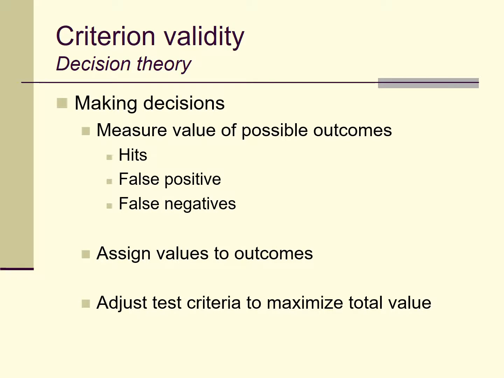Decision theory, at least in this way of thinking about it, largely boils down to evaluating these different outcomes, the numbers of hits, false positives, and false negatives, assigning values to them, and then adjusting test scoring criteria to maximize the total value of the test application. So if it's very valuable to have hits, and very dangerous or not valuable to have false positives or false negatives, you adjust the test up and down to get just the right mix where you have the best outcome when you use this test in this particular context.